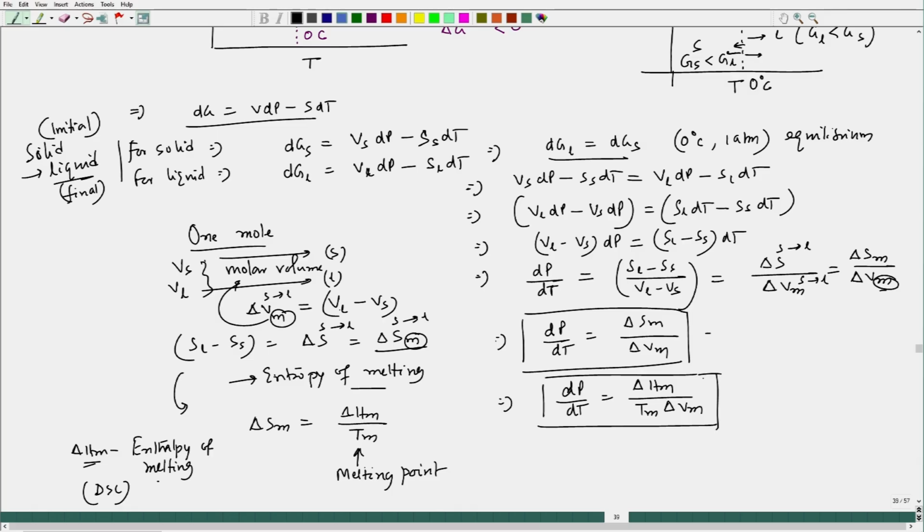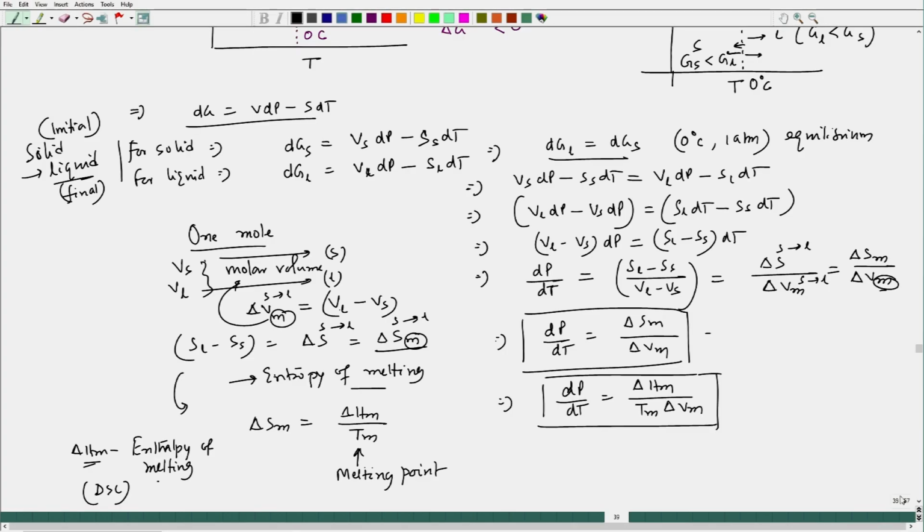More generic form, let us say it is not about melting, let us say some transformation, solid to solid transformation also, like gamma iron transforming to alpha iron. So, that means FCC iron converts to BCC iron. That process also there will be a transformation temperature, and there would be associated heat of transformation.